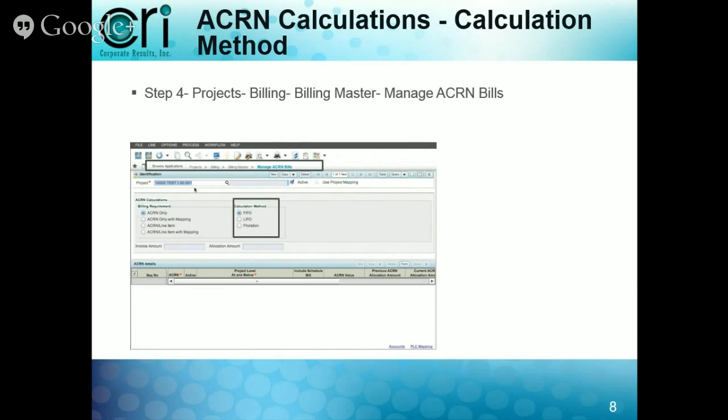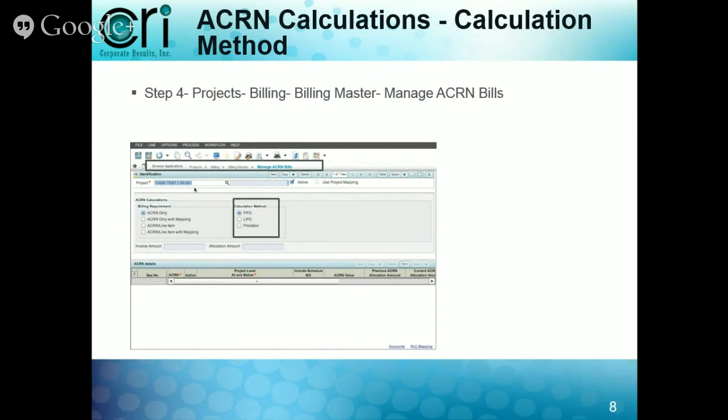Last in, first out is the next choice. As you can imagine, this calculation uses the highest sequence number in the ACRN details table. So in other words, if I had 5 ACRNs, it would go to the 5th ACRN because that's the highest sequence number and work its way basically backwards until that bill is exhausted, as I had mentioned with the first choice, first in, first out.